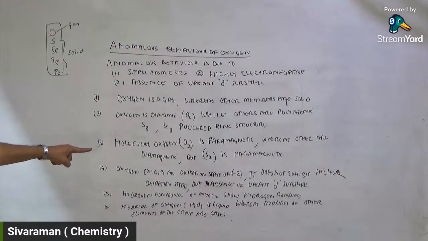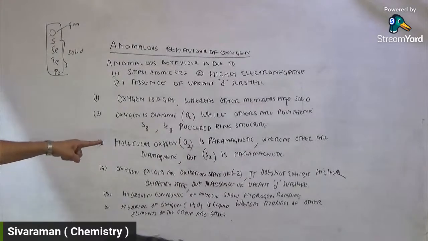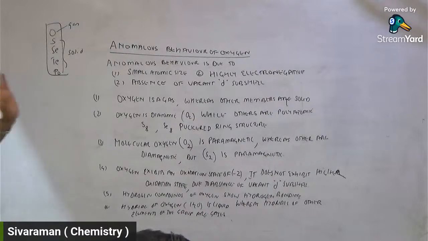But S2, sulfur diatomic, is paramagnetic. When we are talking about others are diamagnetic, normal one. In the normal, sulfur occurs as S8, selenium occurs as Se8 and all that. They will be diamagnetic. But if it is S2, diatomic sulfur, that will be paramagnetic. You got it, Priya, what I'm saying? Yes, sir.